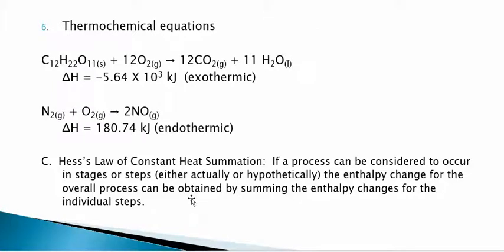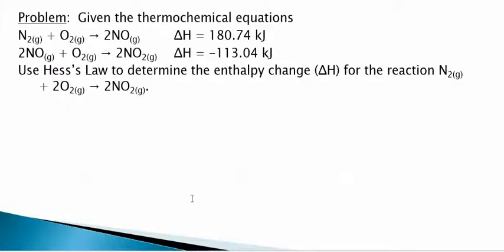So again, when you look at thermochemical equations, delta H is enthalpy, but it's heat. If delta H is negative, it's exothermic. If delta H is positive, it's an endothermic process. Hess's law says if a process can be considered to occur in steps, the enthalpy change for the overall process can be obtained by summing the enthalpy changes for the individual steps. Let's look at a couple problems with Hess's law.